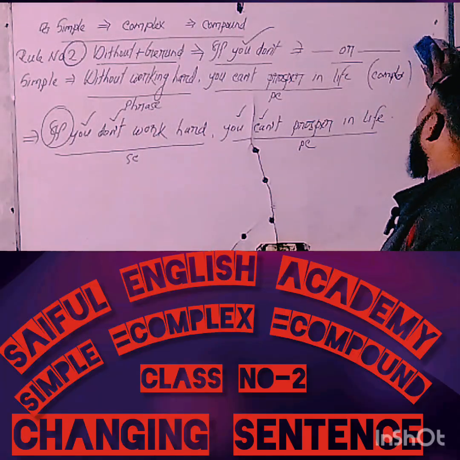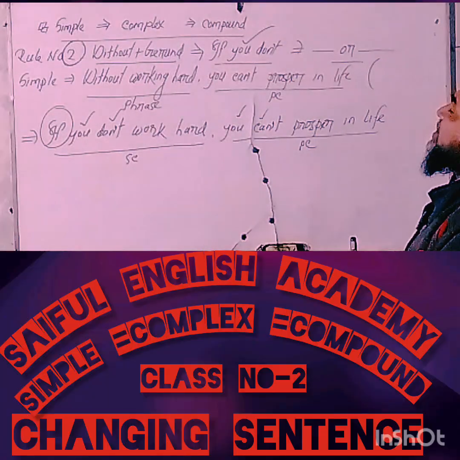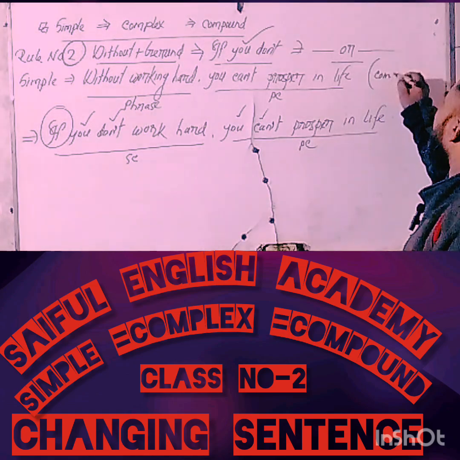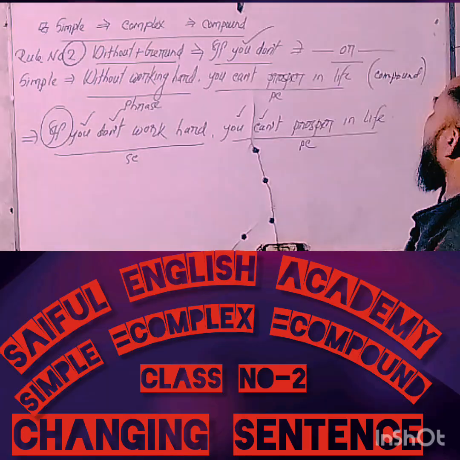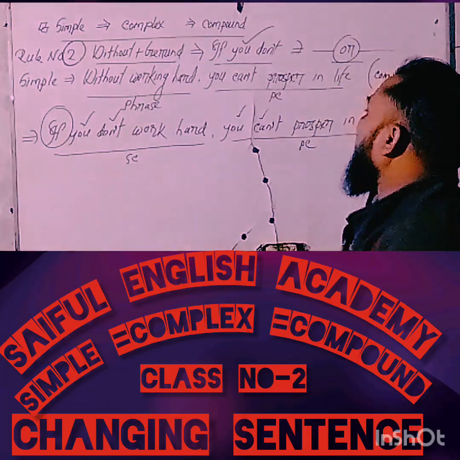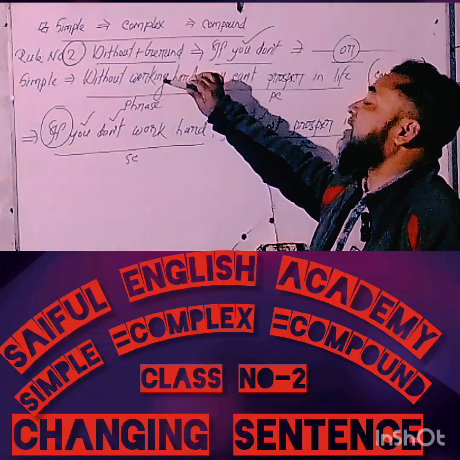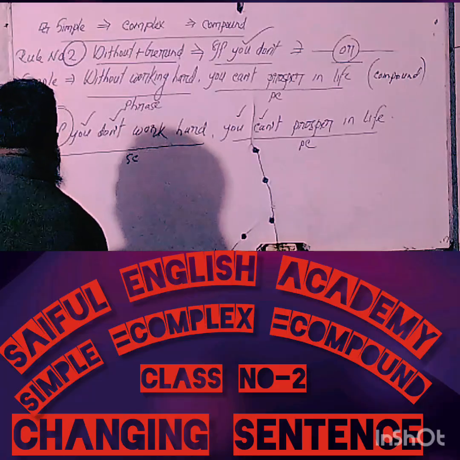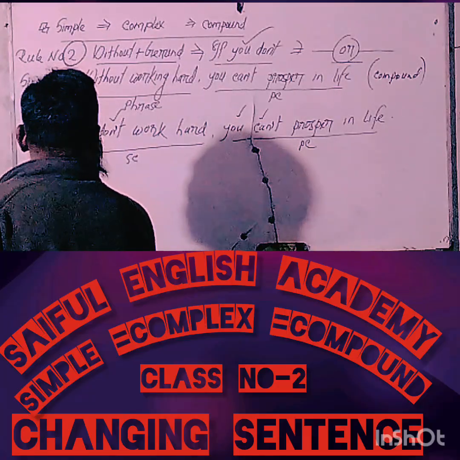Now my question to you: if you are told to change the sense of a simple sentence into a compound sentence, you'll have to use or in the middle of the statement. But when you use or in the middle of the statement instead of comma, without plus gerund must be deleted. Let's solve this problem.